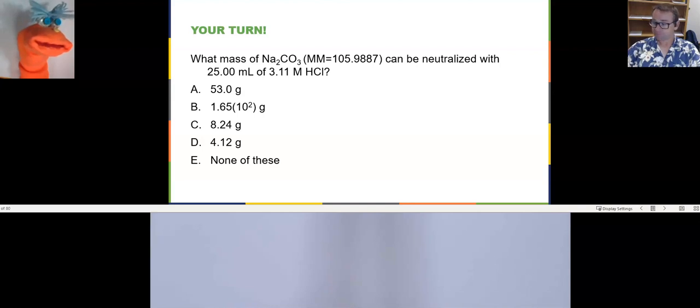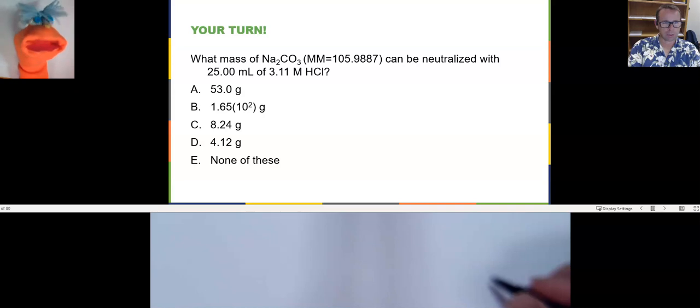All right. So here we have a nice practice problem, finding out what mass of sodium carbonate will be neutralized by 25 milliliters of 3.1 molar HCl. What goes to the right of our equals sign, Fred? Grams of sodium carbonate? Yeah, good. Grams of sodium carbonate.